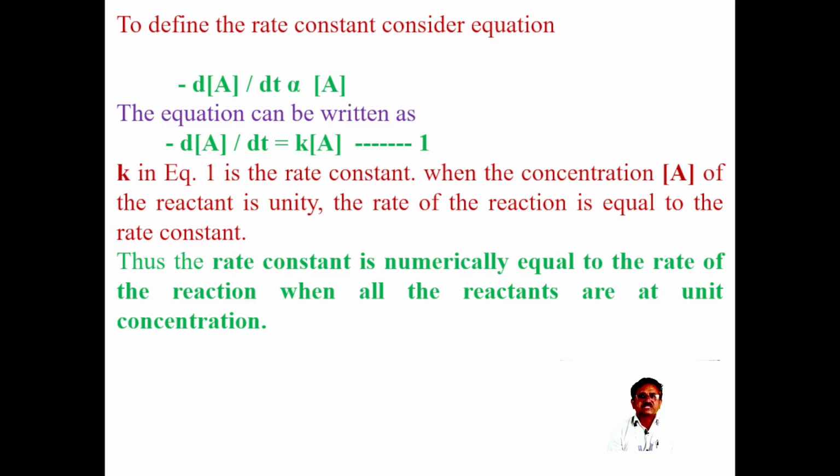The rate of reaction is equal to the rate constant. According to equation 1, if the molar concentration of A is unity, then K multiplied by unity is K, so the rate will be equal to the rate constant in that case. Thus the rate constant is numerically equal to the rate of the reaction when all the reactants are at unit concentration. I hope you understood this.